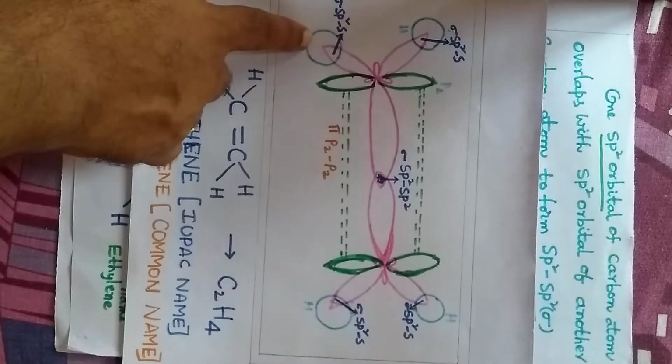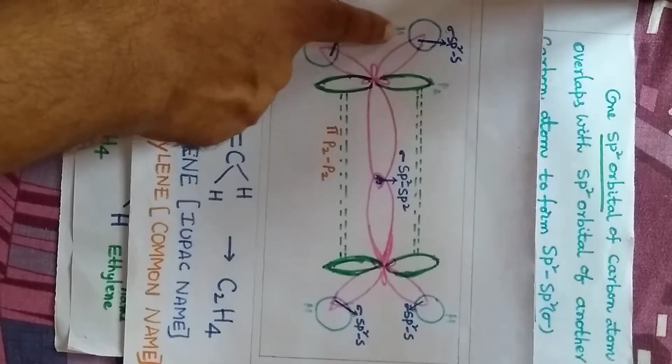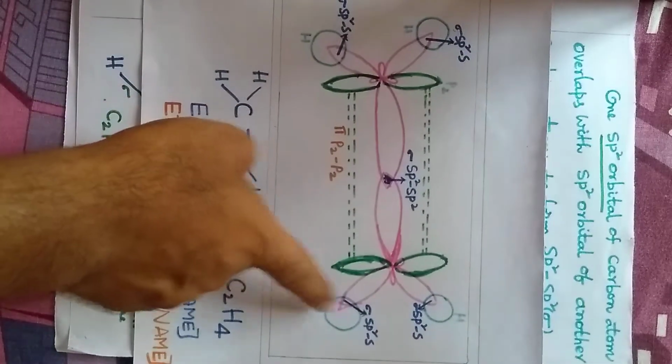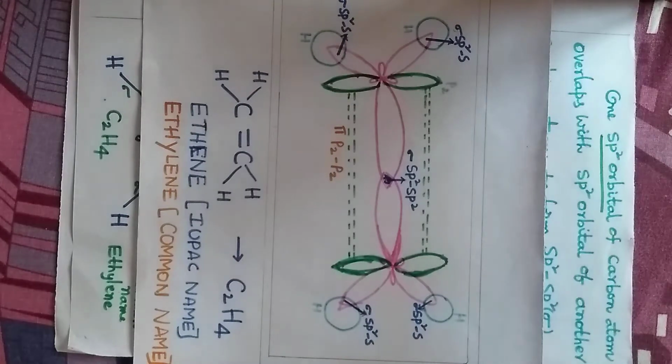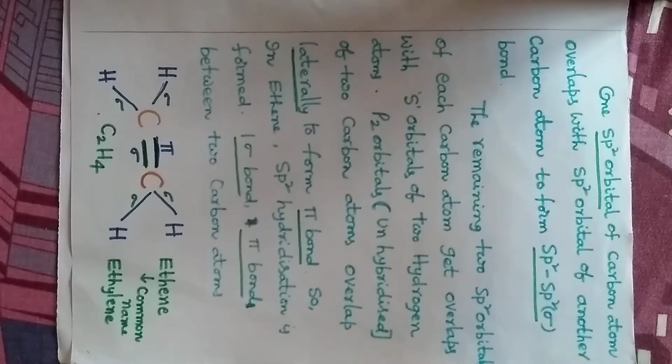This is the s orbital of a hydrogen atom. This is the s orbital of a hydrogen atom. Okay, the s orbital of the hydrogen atom.